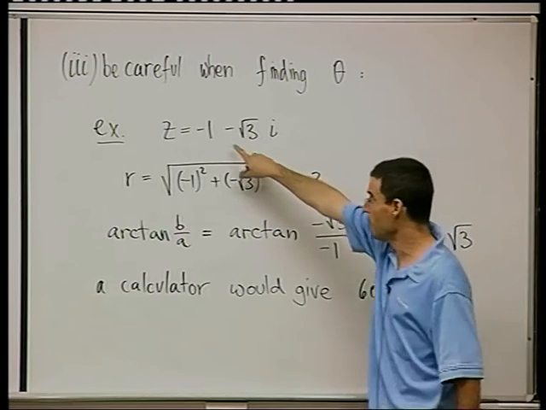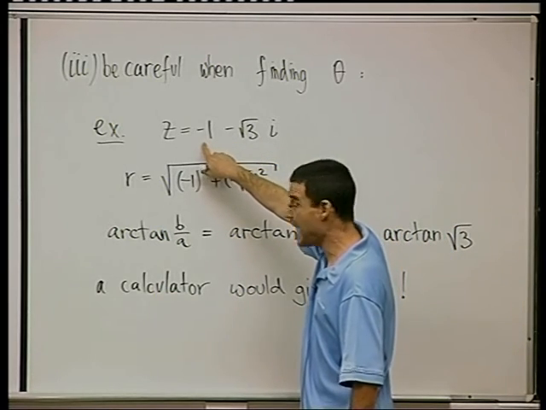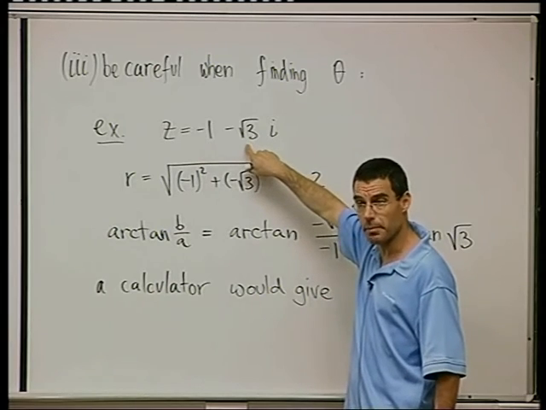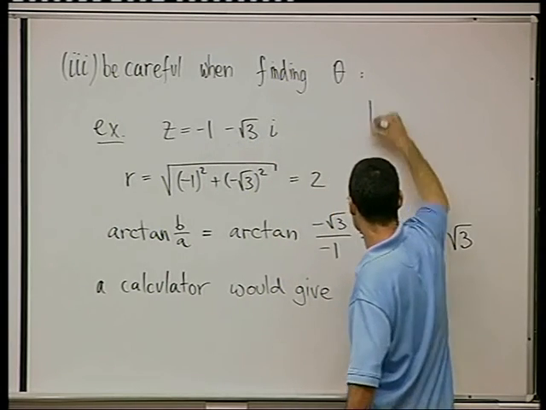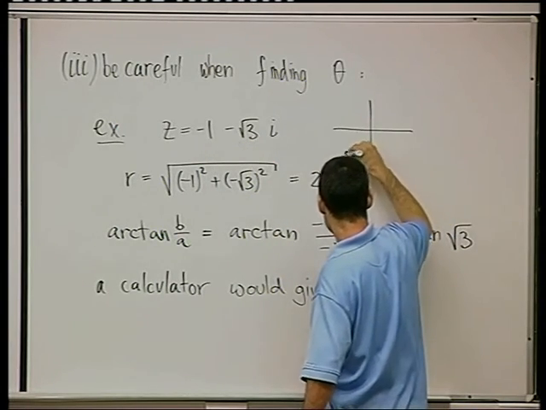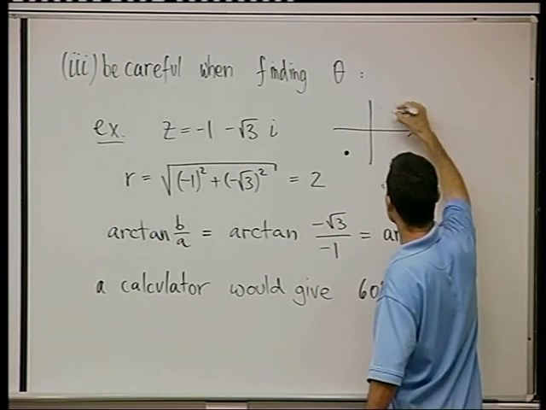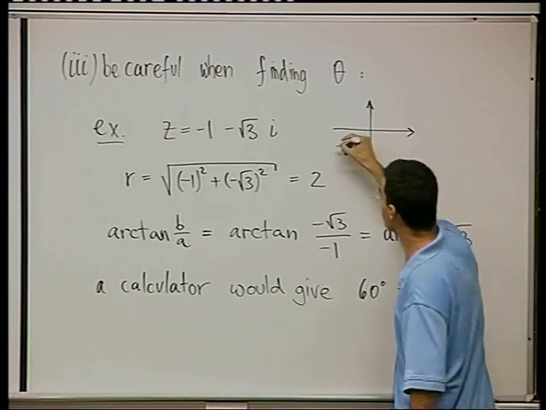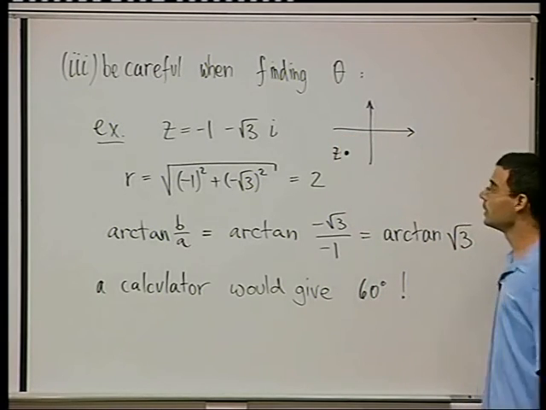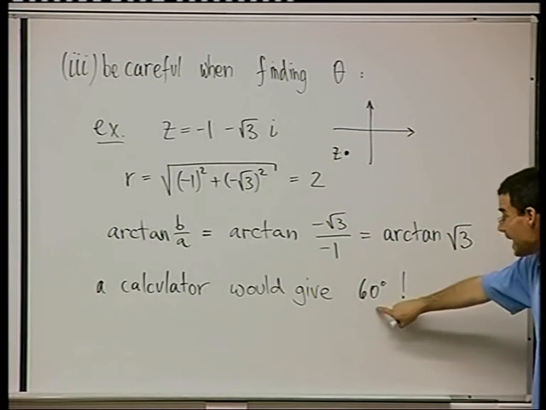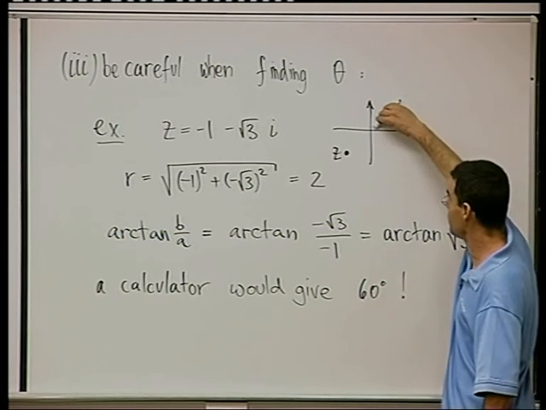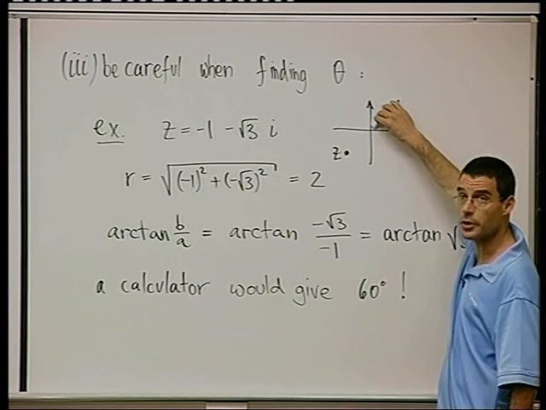Think of where this number lies. It has a negative real part and a negative imaginary part. This number lies somewhere here in the third quadrant, right? Do you agree? So the angle corresponding to this number cannot possibly be 60. 60 would give you an angle here in the first quadrant.